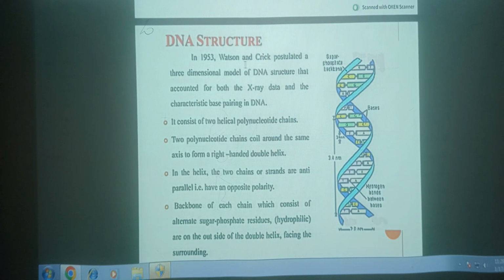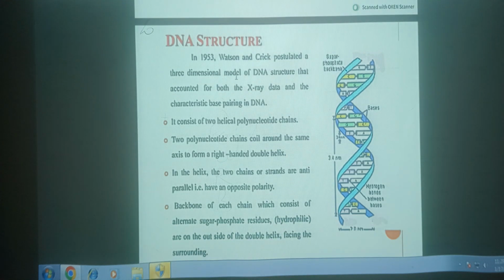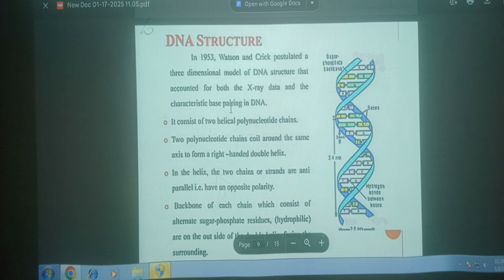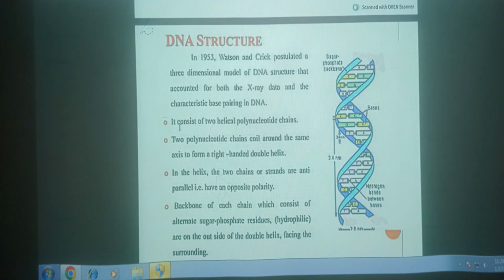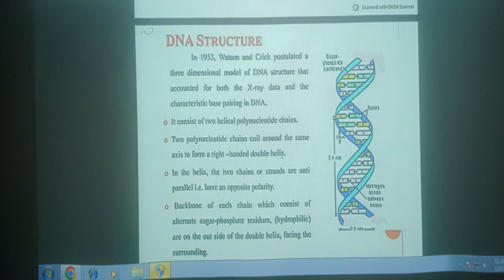In 1953, Watson and Crick postulated a 3-dimensional model of DNA structure that accounted for both the X-ray data and the characteristic base pairing in DNA. It consists of two helical polynucleotide chains. Two polynucleotide chains coil around the axis, forming a right-handed double helix. In the helix, the two DNA chains are anti-parallel, having opposite polarity.